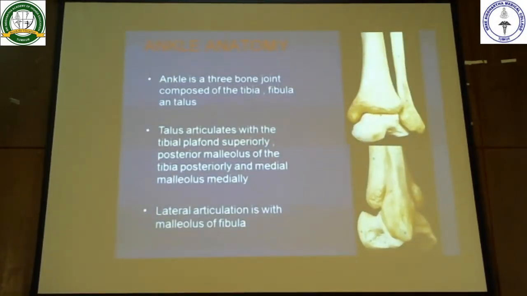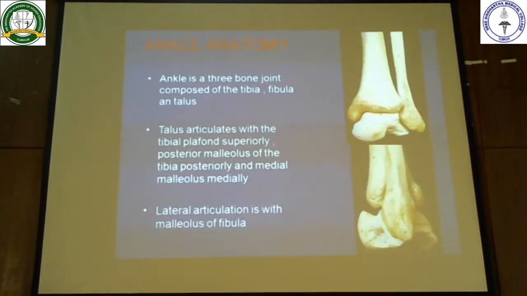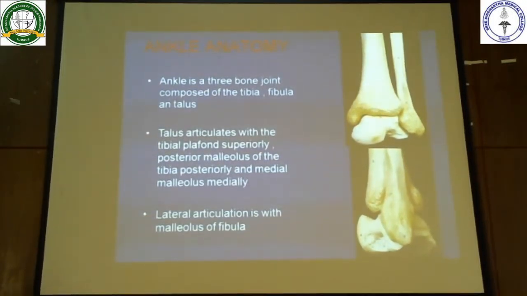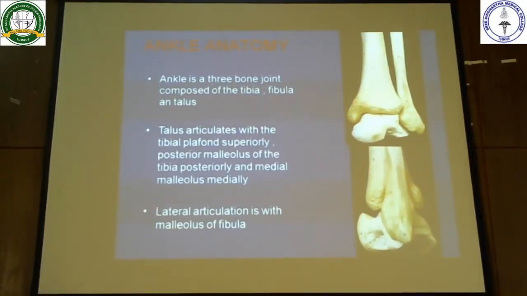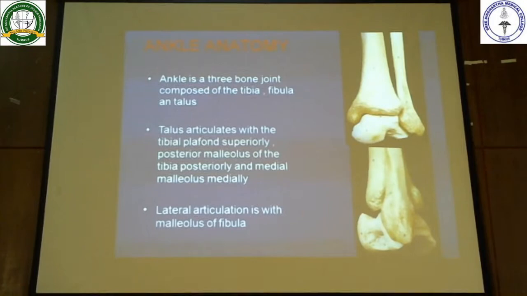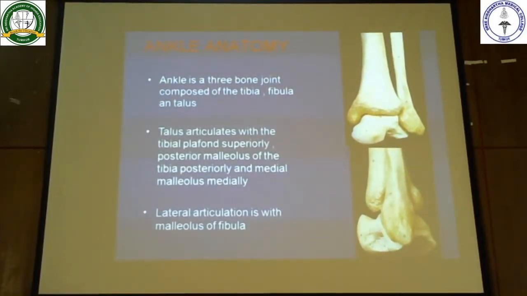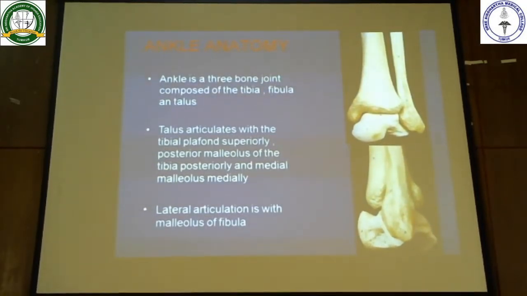Ankle anatomy, very briefly, you might recall: the ankle is a three-bone joint composed of the tibia, fibula and the talus, of course mostly the tibia and the talus. Talus articulates with the tibial plafond. Tibial plafond is nothing but the lower articular surface of the tibia, that broad, flat articular surface of the lower end of the tibia. So it articulates with the tibial plafond superiorly, posterior malleolus of the tibia posteriorly, and medial malleolus medially. Those are the important structures around the ankle joint. Laterally it articulates with the malleolus of the fibula. That is why the fibula is also part of the ankle joint, but of course most of it is made up of the joint between the tibia and the talus. So that is very briefly about the ankle anatomy.